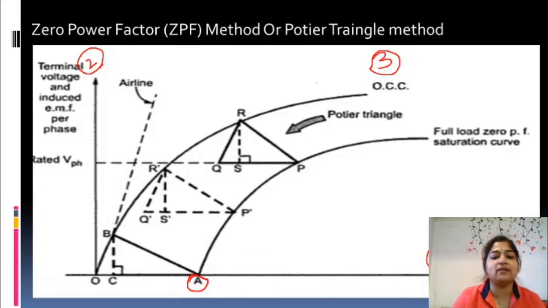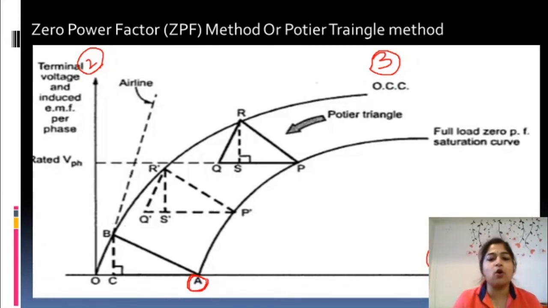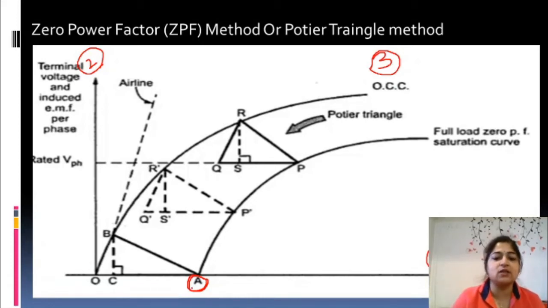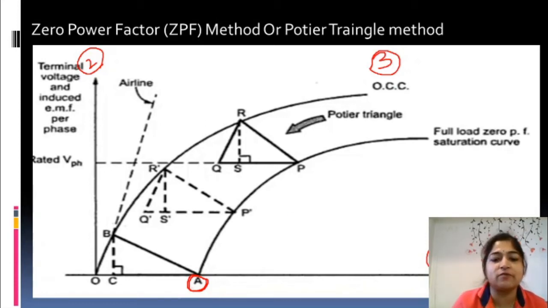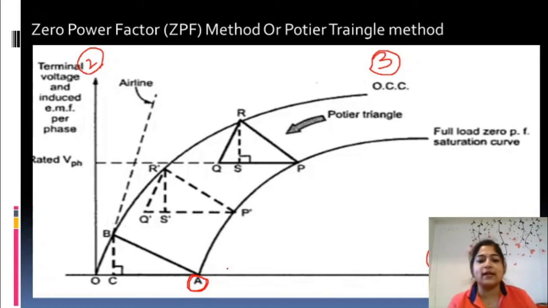Next step is to get this A. We need to locate this point A on the x-axis, and to locate it we need the field current value for the rated current. For example, we need to plot the ZPFC for rated current, and let's say the rated current is 4.5. So we will see the IF from the short circuit test. We have performed the short circuit test as well.